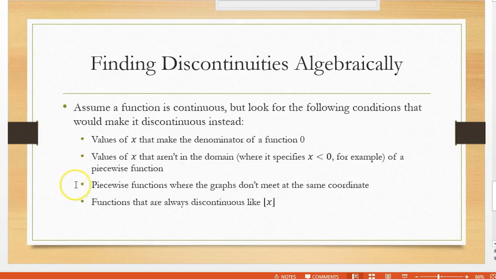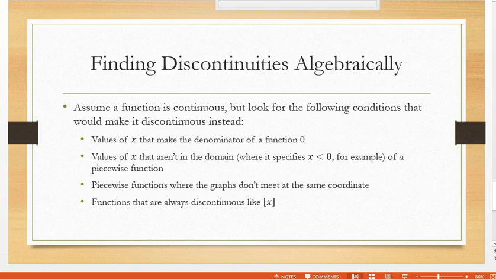And then piecewise functions that don't meet at the same coordinate, maybe there isn't a gap in the x values. Like if one of them says for all the x values less than 3, and the other one says all the x values greater than or equal to 3. So there's no gap in the x's. Every x number is covered, but you want to make sure that the function on the left-hand side hits at the same height as the function from the right-hand side.